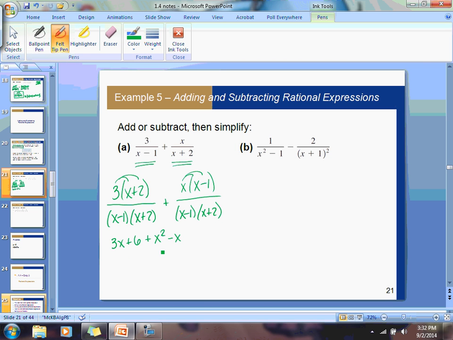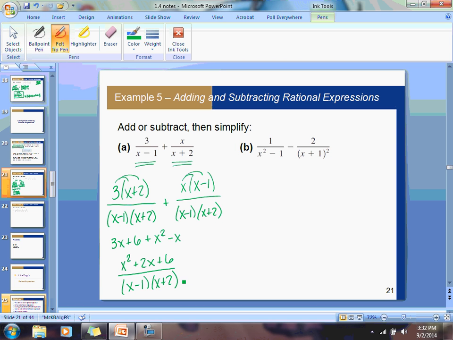And technically that would be all over our new common denominator, but I'm just going to leave that out now so I don't run out of room here. So now if I combine my like terms in my numerator, I would have the x squared first, and then the 3x minus x would be a 2x, and then the plus 6. And again, that's all over my new common denominator. And you can leave the common denominator in its little factored pieces like that.